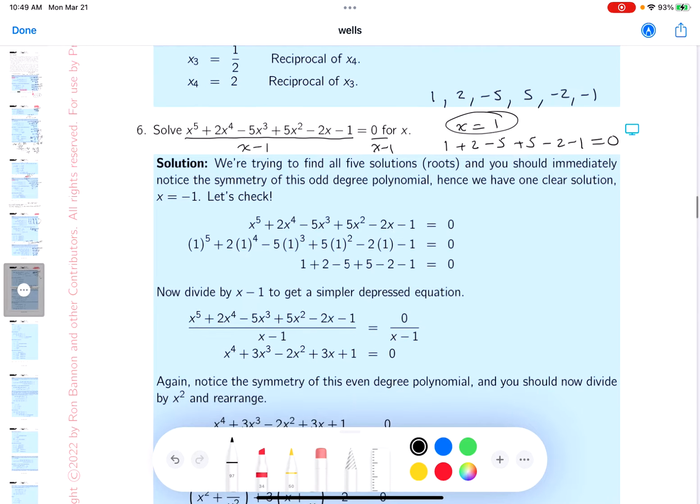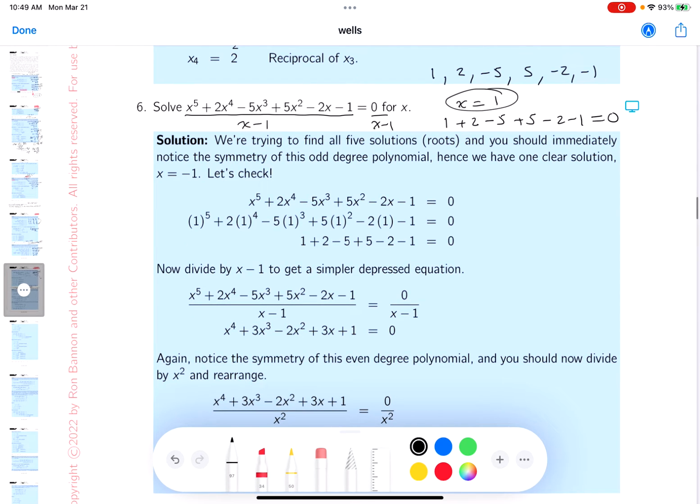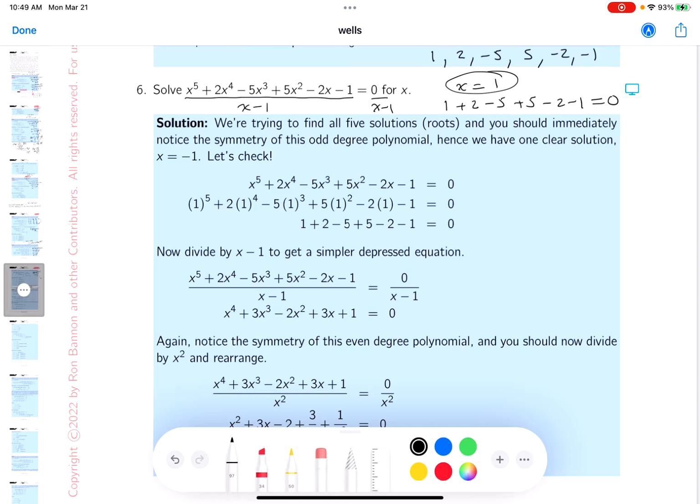So what am I going to do over here? Divide through. And I'm going to leave it to you to divide through, and you get something like this over here. Right, that has symmetry too. But again, looking at it, you might say, oh, 1's going to work. 1 is not going to work, right? If you try 1, you get 1 plus 3 minus 2 plus 3 plus 1. That doesn't work. You might say, I'll try minus 1.